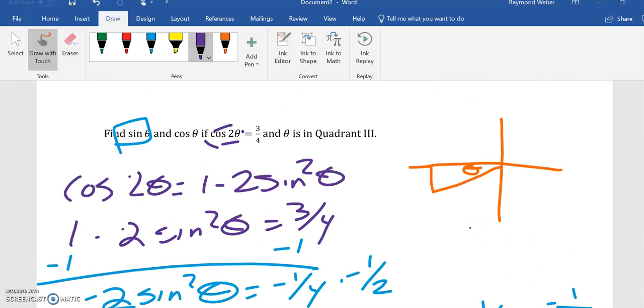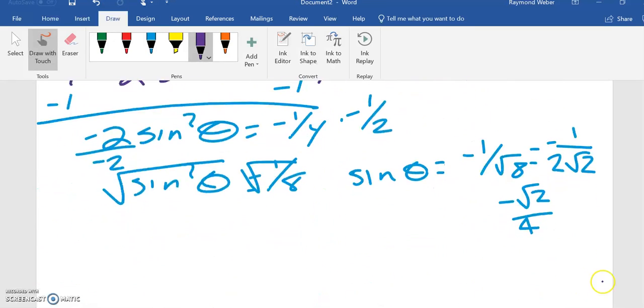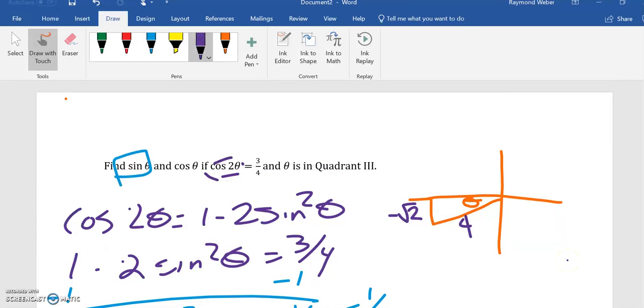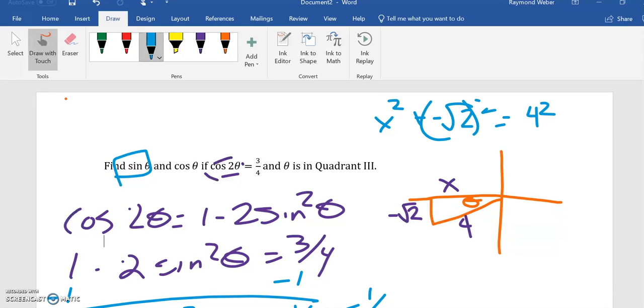So I'm going to put this on my picture. And so I know that this is negative the square root of 2, and this is 4. All I did here is take this and say, well, opposite over hypotenuse. We know hypotenuse is always positive, and the y is going to be negative, of course, because it's coming down. I need to know this x value. Well, I can use the Pythagorean theorem. So x squared plus negative square root of 2 squared equals 4 squared. So x squared equals, that's 2, this is 16, so that's 14. So x equals the square root of 14, but again, positive or negative.